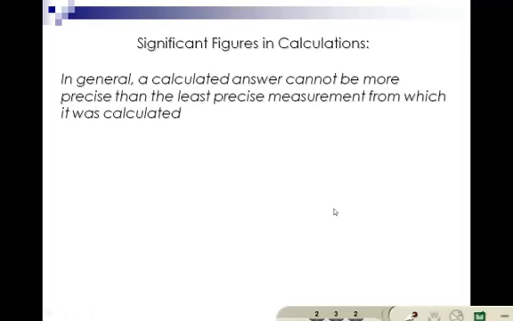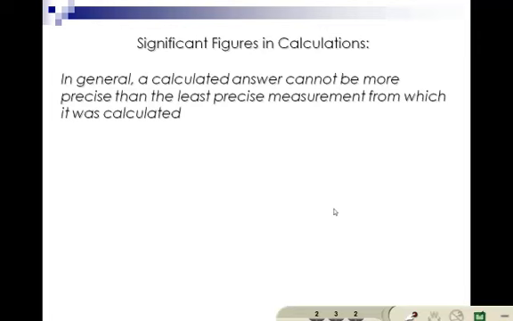Okay, now we're going to do significant figures and calculations. Basically, when you add and subtract and multiply and divide, you have to follow some set of rules in order to know how many significant digits you will need in your answer. So in general, a calculated answer cannot be more precise than the least precise measurement from which it was calculated.